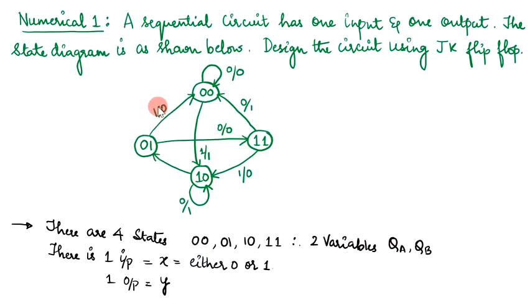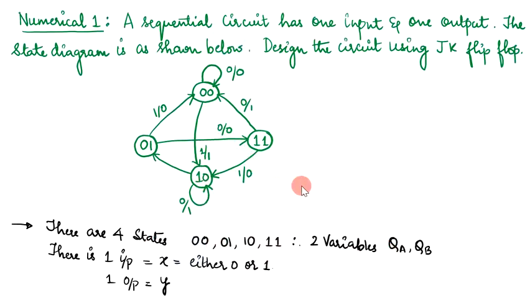If you observe the transition arc, you can see that there is one input and one output. So I'm going to name the input as X, which can either be a 0 or a 1, and the output as Y, because that is what is being specified in the question. Even this output can be either 0 or 1.